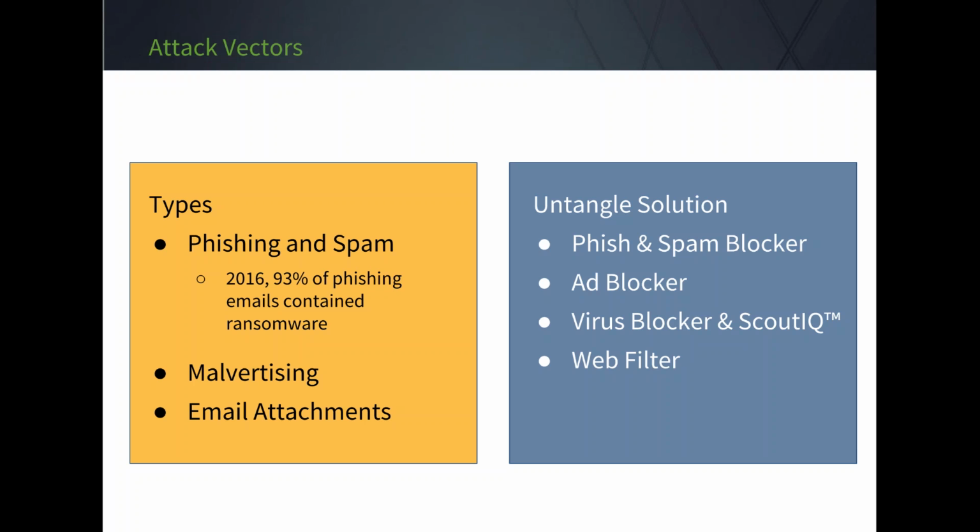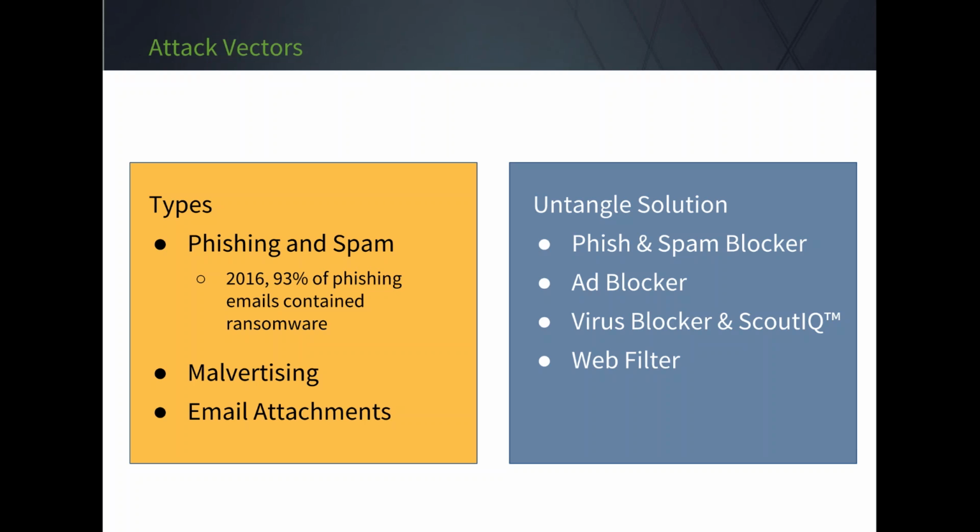And email attachments, which seem to be a very common thread in all of these attacks, are another attack vector for ransomware. Hackers use malicious email attachments to trick users into opening a file. Oftentimes they're disguised as a Word document or a PDF invoice, any way that they can trick a user.